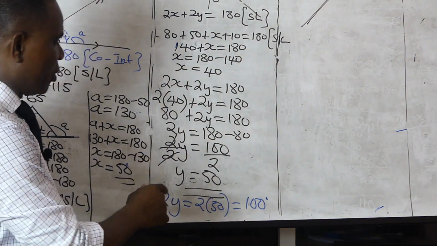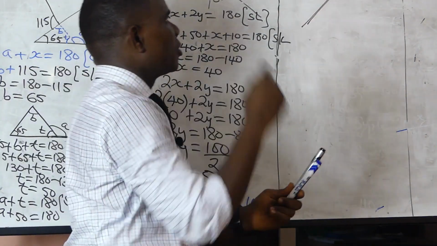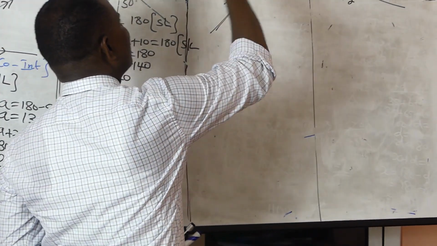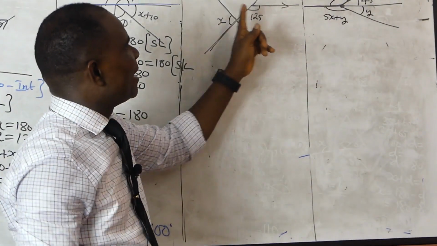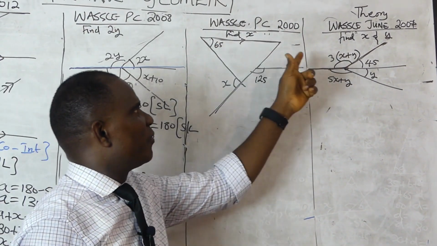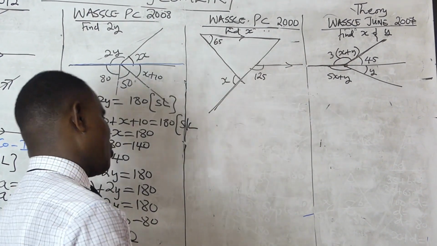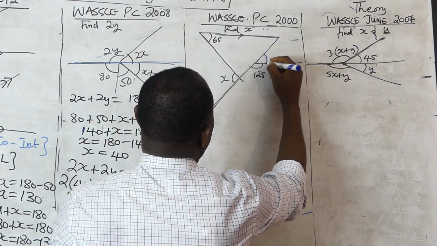Always read to the end of the question. The question says 2y, so multiply it by 2. Check this one out also. We said earlier that a line that is moving must have started somewhere there. But there's another shortcut we can use here. Let's just use the shortcut. We can put a letter here if you like.